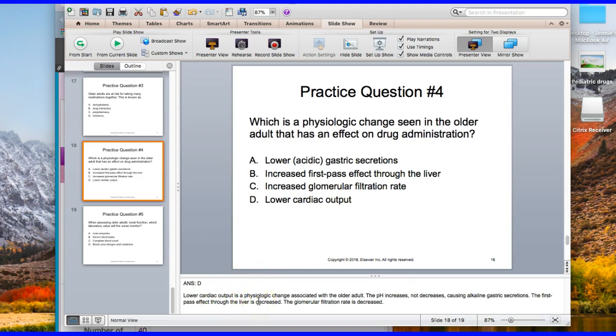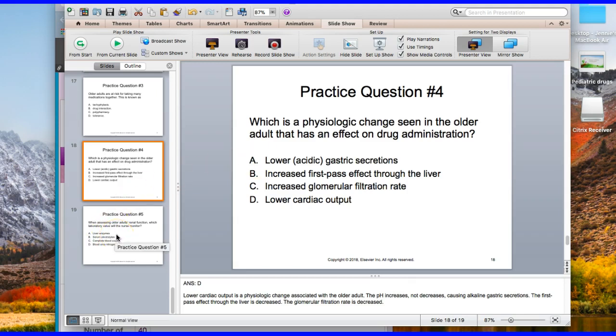So let's read why. Lower cardiac output is a physiologic change associated with an older adult. So we do know lower cardiac output, yes. The pH increases. Okay, so they have less acidic, not more, which makes sense, causing alkaline gastric secretions. The first pass effect through the liver is decreased, which we knew. I knew that. The glomerular filtration rate is decreased. Okay, so I get it. There are actually higher gastric pH levels, less acidic. So that can affect metabolism for sure, but the lower cardiac output is the most important. So that's the answer for that.